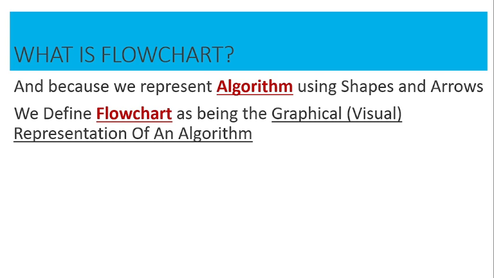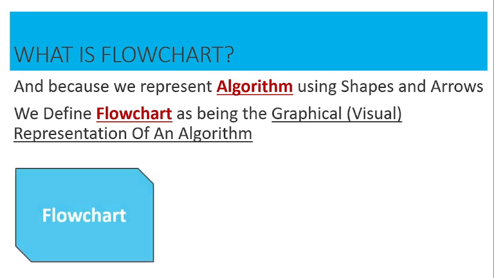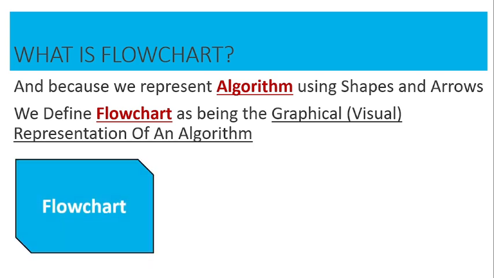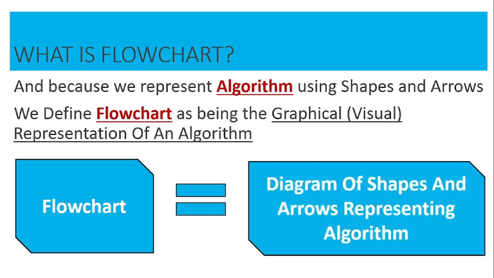But under flowchart, you see shapes and arrows and they represent the algorithm. We define flowchart as the graphical representation of an algorithm. Flowchart equals a diagram of shapes and arrows representing an algorithm.